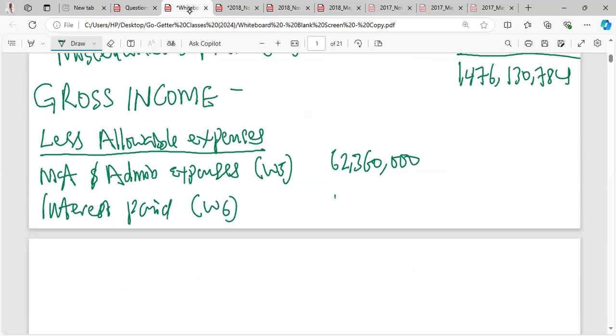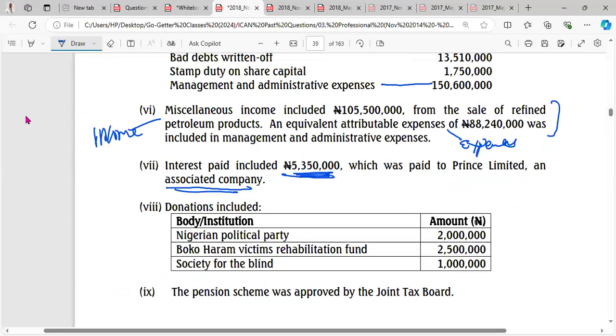So that's 10 million here. The next one will be looking at it gradually. So we have done this. We're going to come to this now.